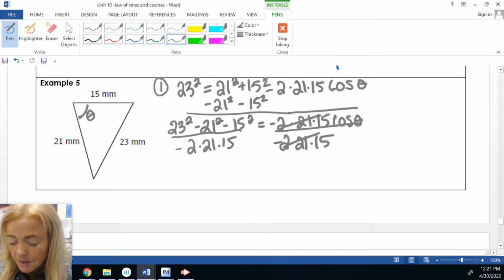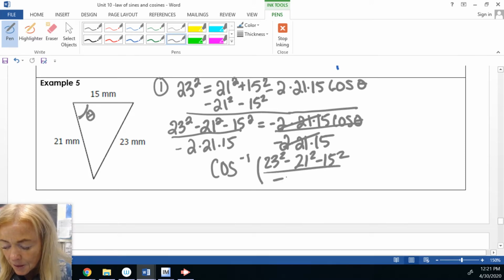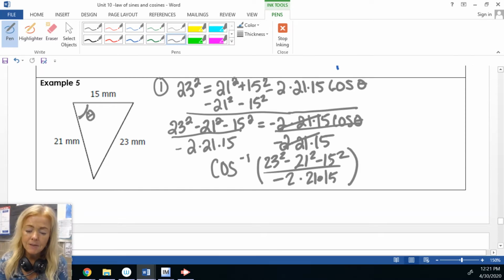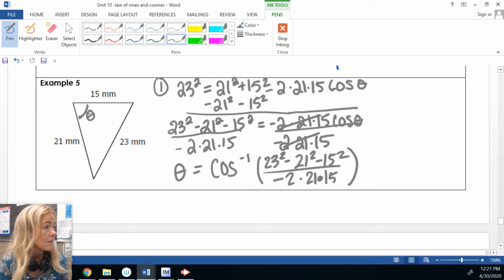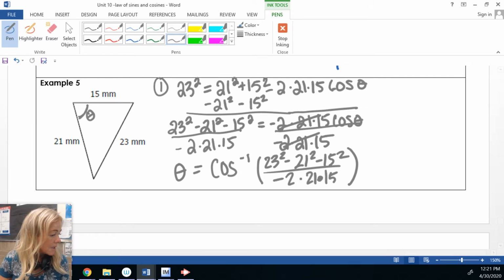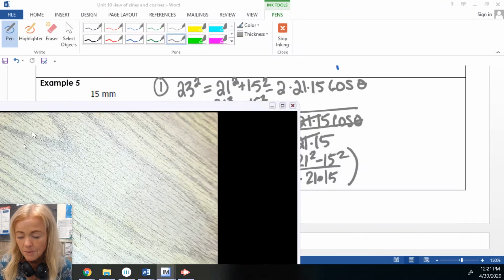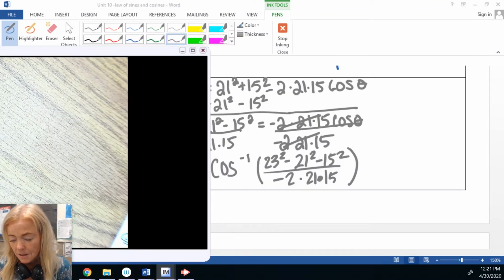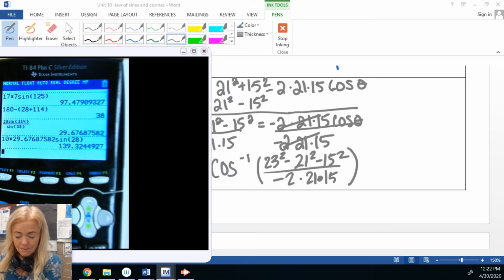All right, and then theta is equal to the cosine inverse of 23 squared minus 21 squared minus 15 squared, all over negative 2 times 21 times 15. That's going to give us that angle theta. You already did an assignment like this, but it's always good to see plugging that into the calculator, so I'll just make sure it's seen here.